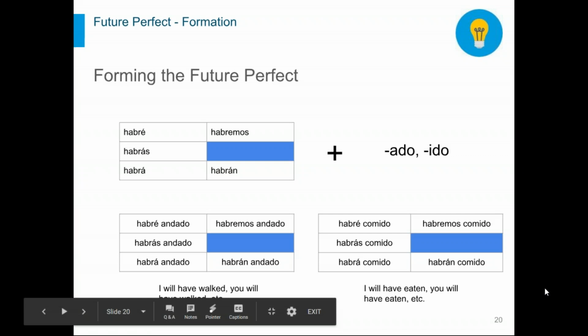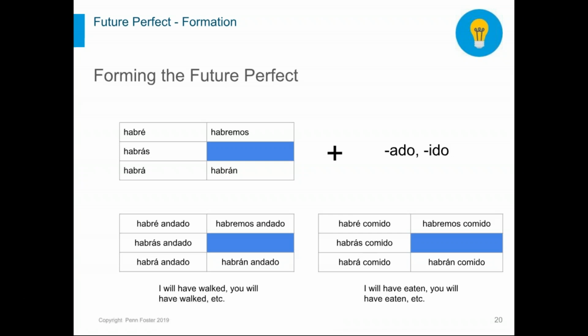Okay, so again, there's that middle left chart, starting with habré, habrás, habrá, habremos, and habrán. Habré meaning I will have. Nothing to do with possession. Okay, but I will have done something, as you can see on the bottom. I will have walked, let's say, 3 miles by the time I get to my friend's house. I will have eaten 2 hamburgers by the end of this meal. Okay, as long as you have will and have back to back, you have a form of the future perfect tense.